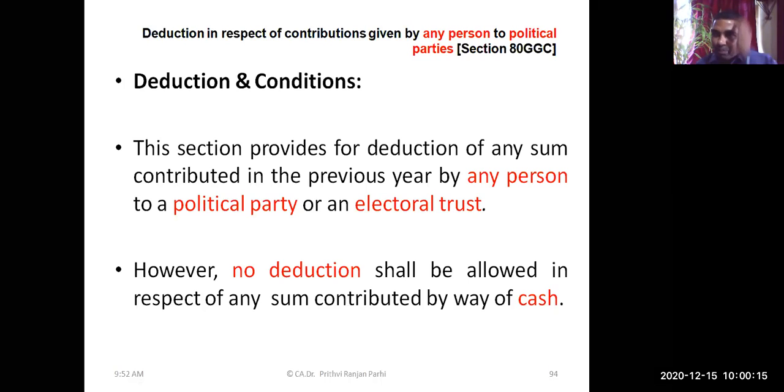Now, if a person other than a company also makes some donation to a political party, then that will come under 80GGC. 80GGC is for what? Any person making a donation to a political party or electoral trust. And this also has to be made through banking channel, not through cash.